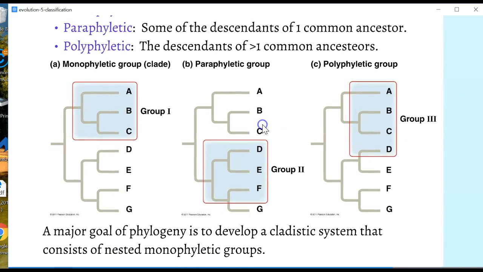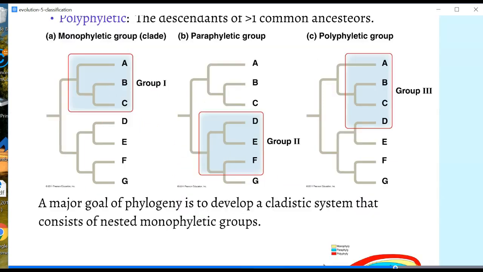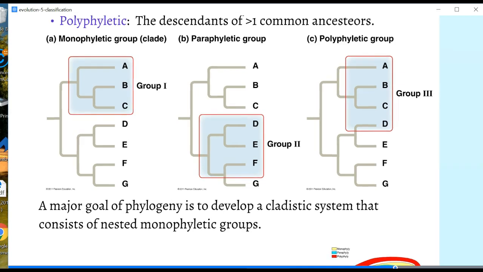And so what's important to note is that a major goal of phylogeny is to develop a cladistic system that consists of nested monophyletic groups. So these are going to be the groups that we look at and that we compare and that we care about. We're typically not going to be drawing conclusions and trying to organize trees in this way. Ideally, whenever we're talking about a group of organisms, they're not leaving out some of the descendants of a shared common ancestor. Again, if you have questions, write them down right now. Don't stay confused. Bring them to class.